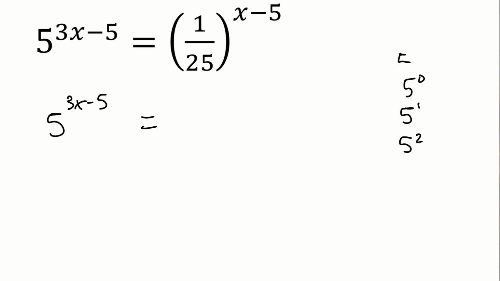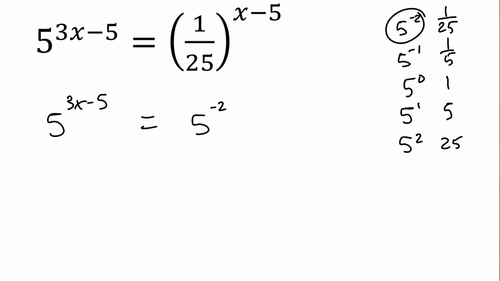When I get into the negative exponents, I quickly see, oh wait a minute, this is a 5, this is 25. 25 divided by 5 is 5, 5 divided by 5 is 1, 1 divided by 5 is 1/5. Divide by another 5, it's 1 over 5 squared, or 1/25. So this is how I'm going to rewrite the 1/25. 1/25 is 5 to the negative second power. And then I'm going to raise that to the x minus 5 power.